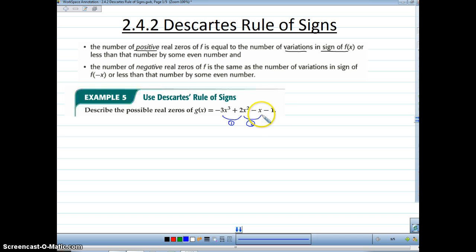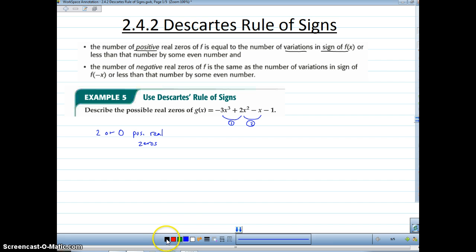And then this doesn't count as a sign change. We have negative x and negative 1. So these two terms are both negative, so that's not a sign change. So this means that we have 2 or 0 positive real zeros. And that's pretty useful. That lets us know that if we find 2 positive real zeros, there are no more left to find on that side of the x-axis, that the rest of them will be negative.